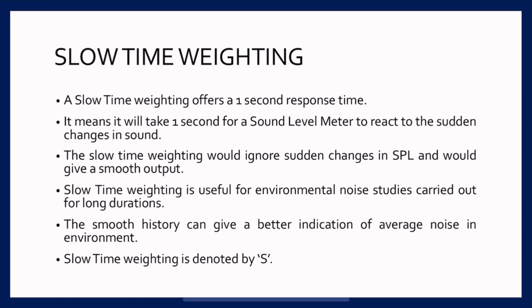Slow time weighting offers a 1 second response time. It means that it'll take 1 second for a sound level meter to react to sudden changes in sound. The slow time weighting would ignore sudden changes in SPL and would give a smooth output. It is very useful for environmental noise studies carried out for long durations. This smooth history can give a better indication of the average noise in the environment, and slow time weighting is noted by the capital letter S.